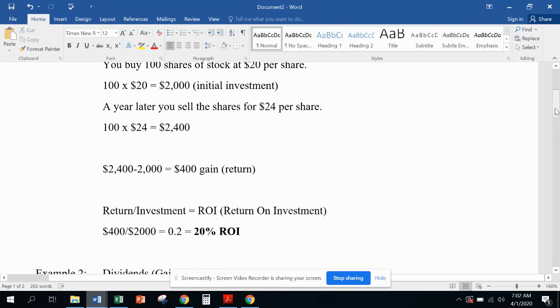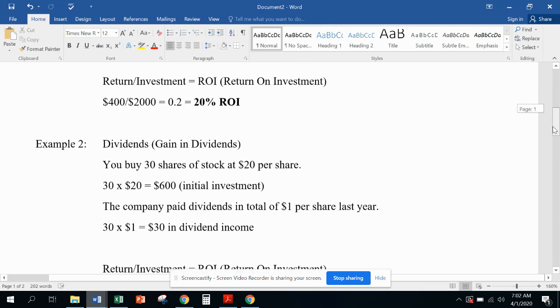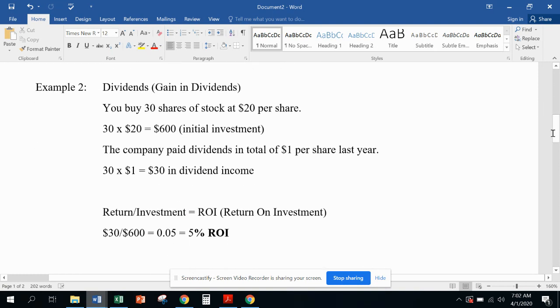So now let's take a look at, by itself, what a dividend can do to your portfolio. Now, our dividend gain is we buy 30 shares of stock at $20 per share. So 30 times 20 is going to be an initial investment of $600. That's what we're putting in. Now, the company pays dividends of $1 per share. So if we had 30 shares, we get $1 per share over the course of the year. We get a total return of $30 in dividend income.